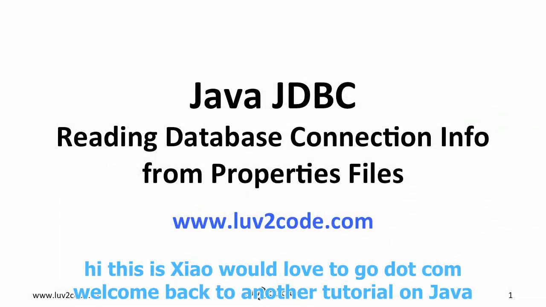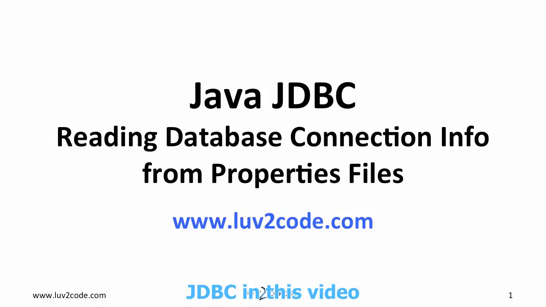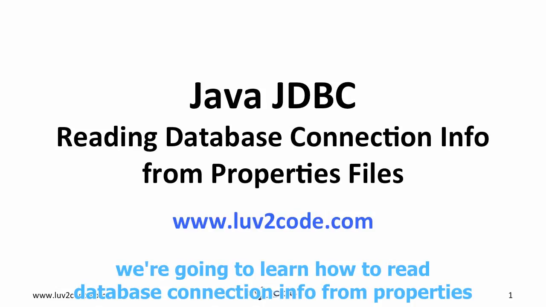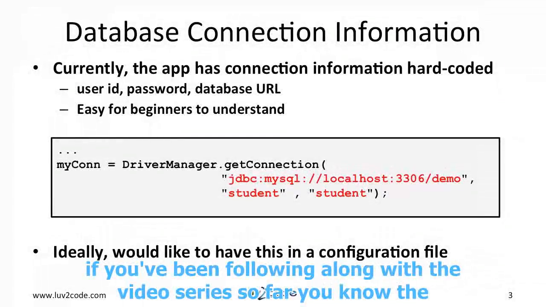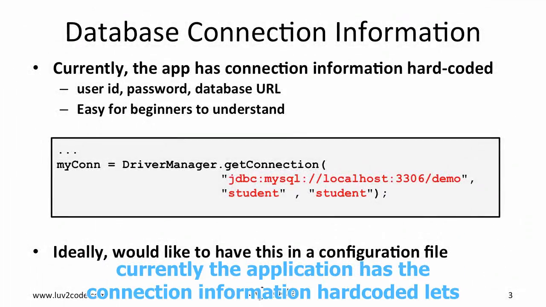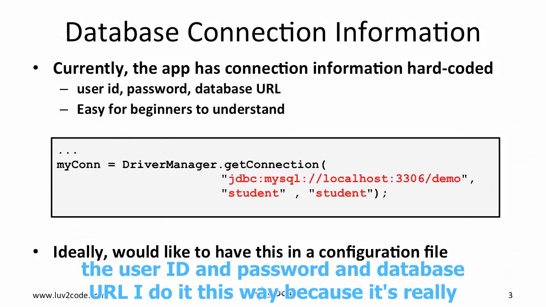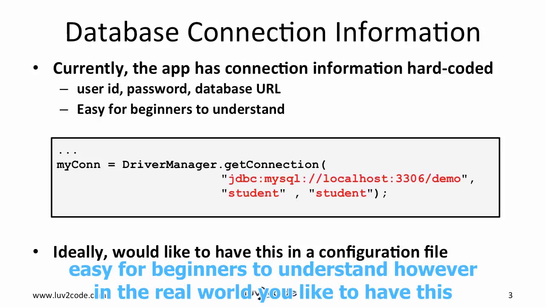Welcome back to another tutorial on Java JDBC. In this video, we're going to learn how to read database connection info from properties files. If you've been following along with the video series so far, you know that currently the application has the connection information hard-coded. That's the user ID, password, and database URL. I did it this way because it's really easy for beginners to understand.